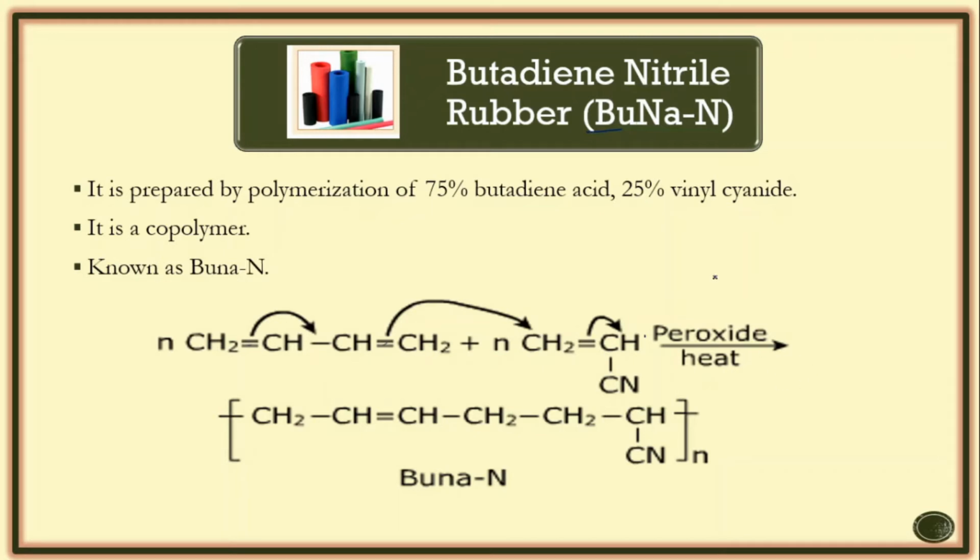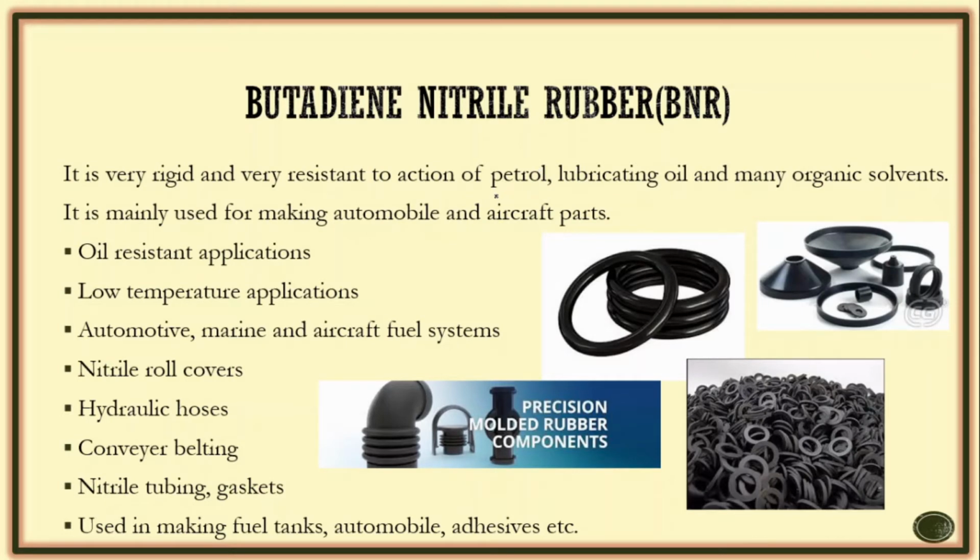It's very simple. Here also it happens in presence of sodium, so you may call it buna-N, and again N stands for nitrile. So butadiene nitrile rubber has many applications. It is comparatively rigid in comparison to buna-S, and it is mainly used in automobile and aircraft parts. You can see here the nitrile tubing and gaskets and different automobile parts made out of buna-N. So basically it has almost similar applications as that of buna-S.